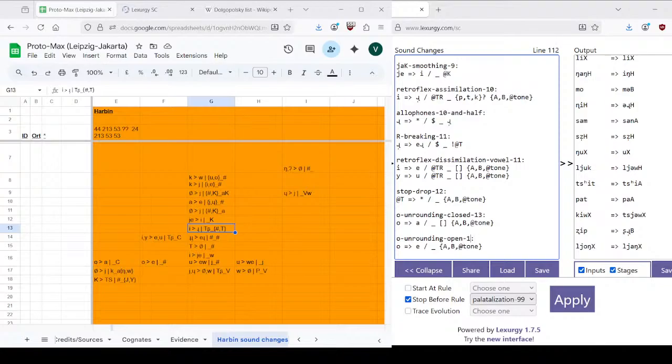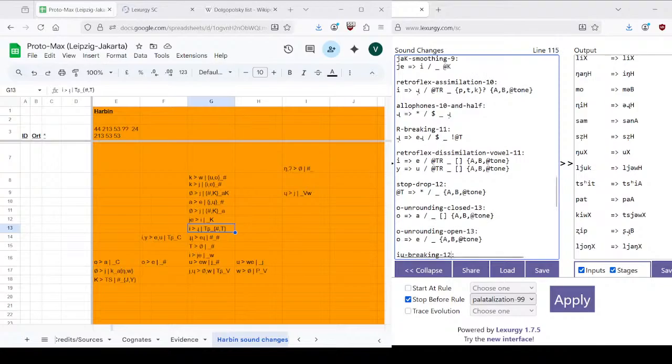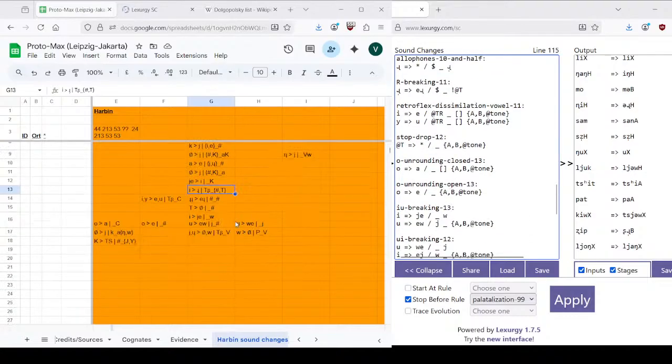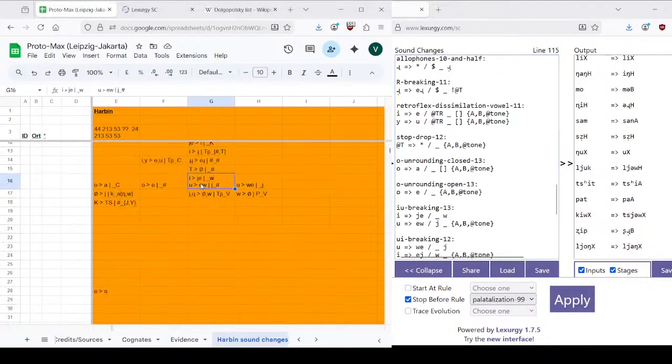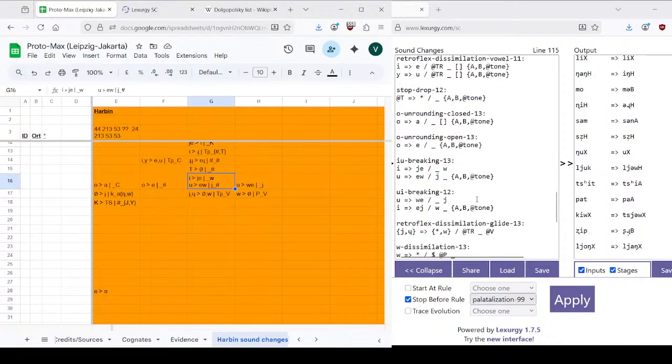O on rounding open is also 13. IU breaking is this one, I think. It's 13. UI breaking is the same thing, but just for the other combination, which is also 13.